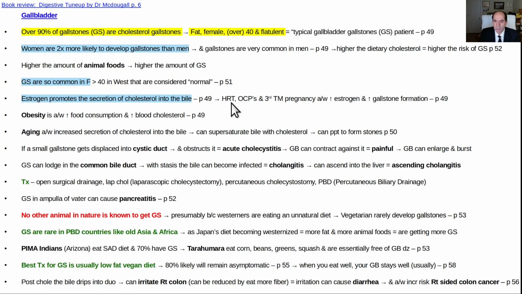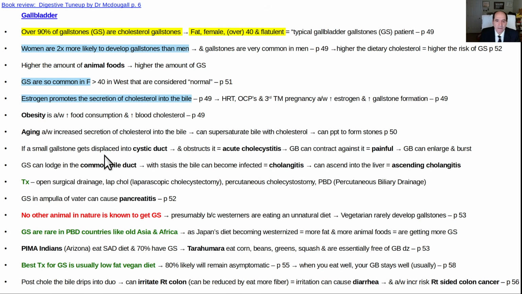If a woman's taking hormone replacement therapy, estrogens, oral contraceptive pills tend to be estrogenic, like ethinyl estradiol, or she's in a third trimester of pregnancy, all those things are associated with increased estrogen, increased risk of gallstone formation. If she's fat, and if a man is fat, increased obesity, you get increased aromatase enzyme in the fat cells, more estrogens, increased risk of forming gallstones. Aging itself is associated with increased secretion of cholesterol into the bile. And what you're doing is you're supersaturating the bile with cholesterol, meaning the cholesterol concentration gets so high in the bile that it precipitates out. Again, I put the page numbers for the book in there if anybody wants to look this stuff up.